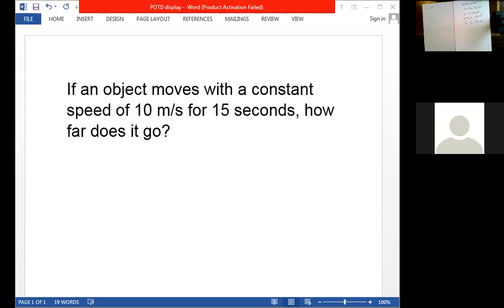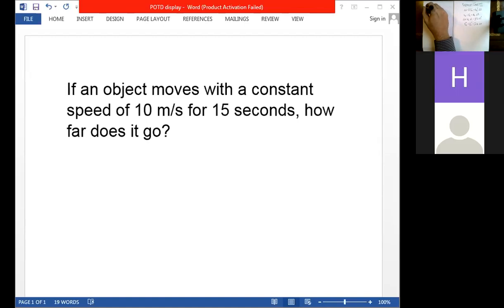It says it moves with a constant speed, right? What does that mean? Acceleration? Is it accelerating if it moves with a constant speed? Oh, no, right? Because constant speed means the speed's not changing. So if the speed's not changing, the acceleration has to be what? Remember, acceleration is how quickly the speed is changing.